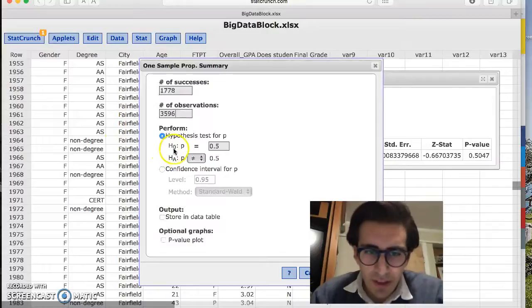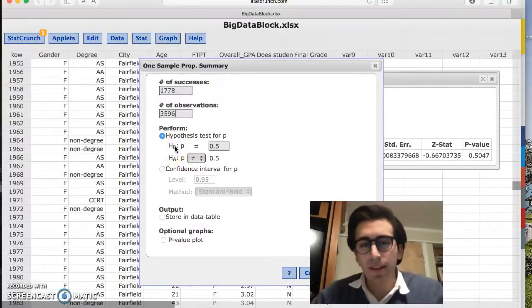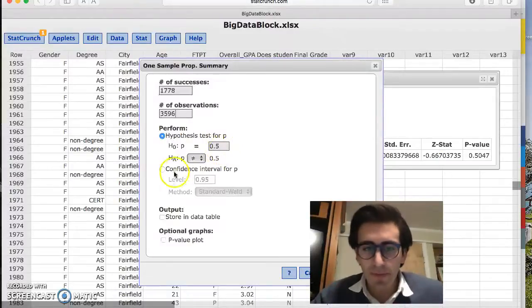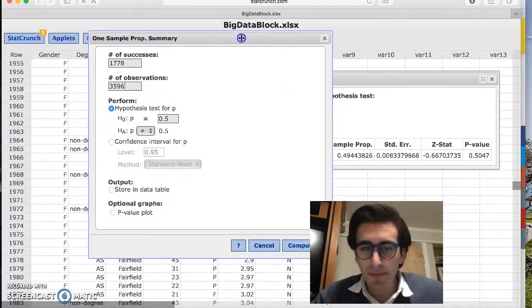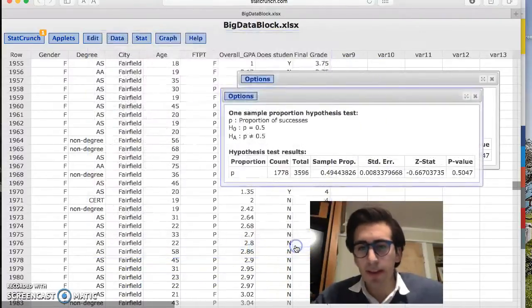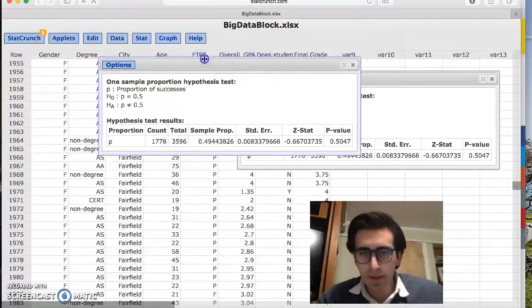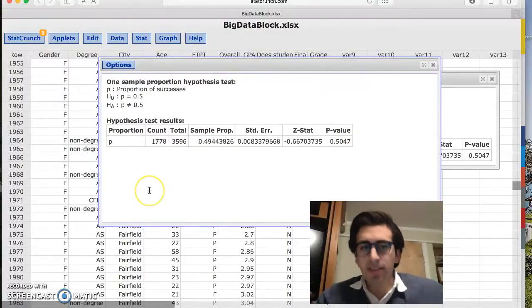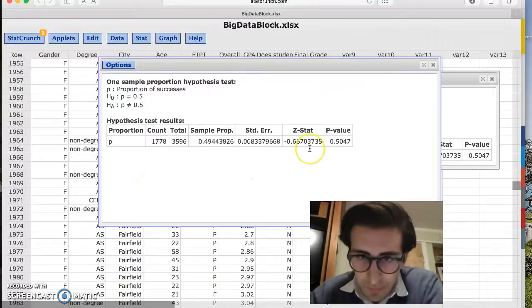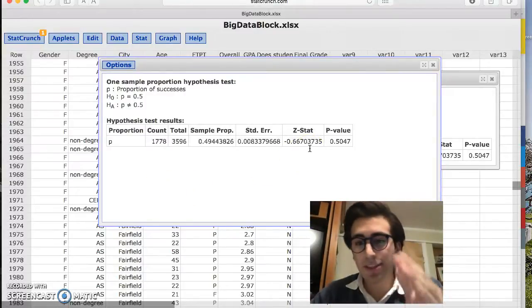If you look here, H0 stands for our null hypothesis, and we have it set equal to 50%, 0.5, and then we have our alternative hypothesis, indicated by H with subscript A, as not equaling 50%. So we can go ahead and compute that, and we are given this table. The most important stat here is the p-value.